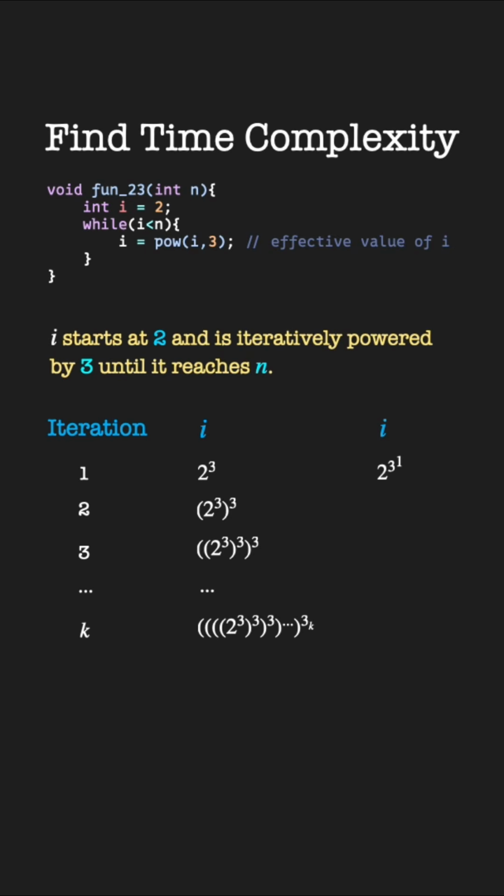For iteration 1, it can be expressed as 2 to the power of 3 to the power of 1. For iteration 2, 2 to the power of 3 to the power of 2, and so on until the last k iteration. So, the last value of variable i which terminates the loop is 2 to the power of 3 to the power of k, equal to n.